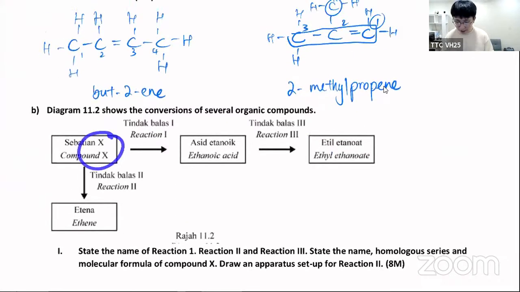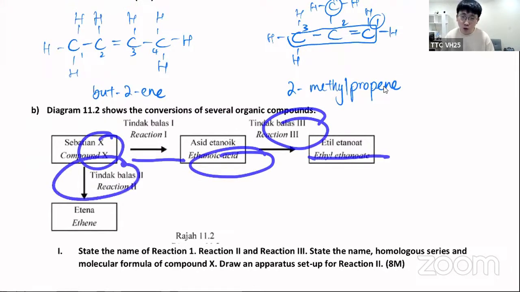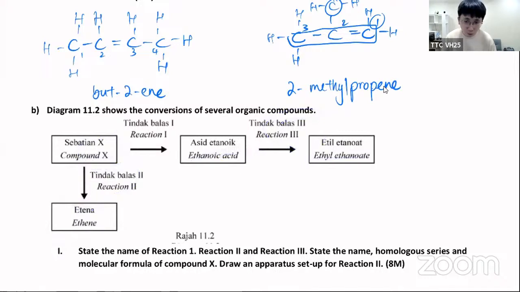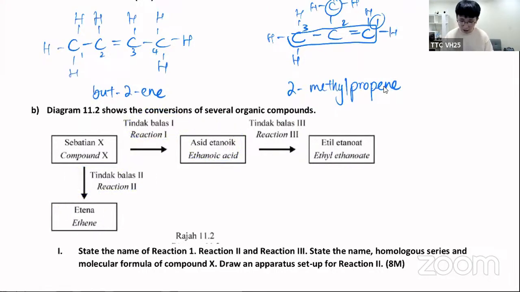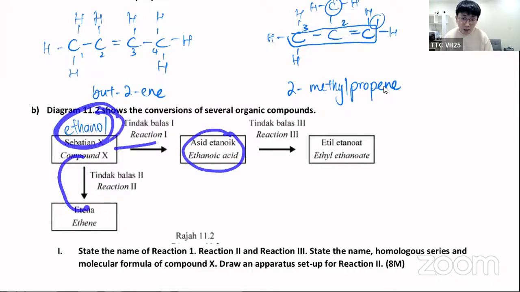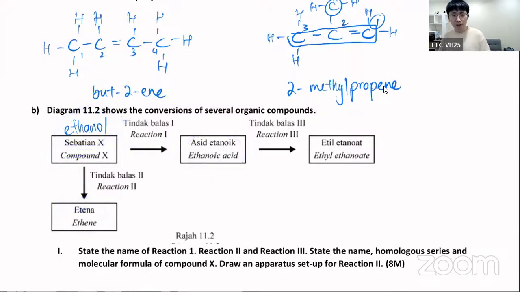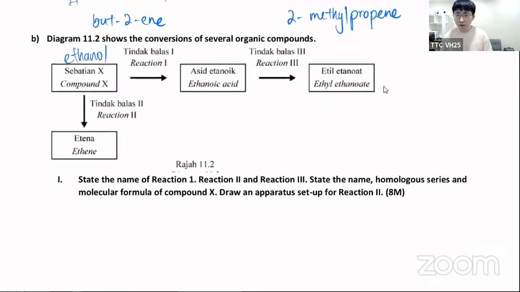Okay, so compound X, reaction 1 becomes acid, reaction 3 becomes ethyl ethanoate, reaction 2 becomes ethene. So guys, what do you think is compound X? I say reaction 1 becomes ethanoic acid, then reaction 2 becomes ethene. So yes, it's actually ethanol. Why? Because alcohol, I can oxidize, become acid. Alcohol, I can remove water, become alkene. So that's a common thing that we can form from alcohol. So now we know it's alcohol.